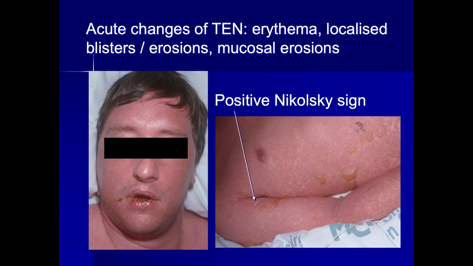And here's early toxic epidermal necrolysis. So you can see there's widespread erythema, severe mucous membrane changes, not only in the mouth but in the eyes as well. But then in the right-hand panel, you can see that there's blistering developing, and the epidermis is shearing away, producing what's called a positive Nikolsky sign.